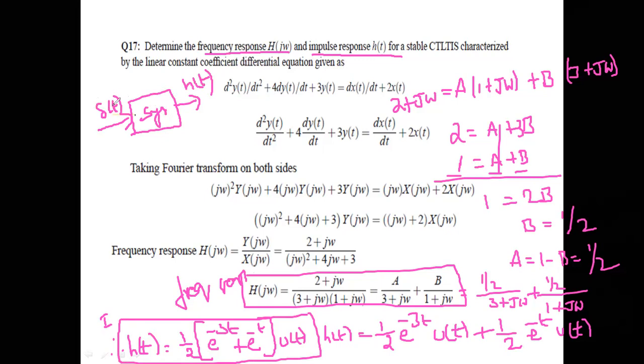For any system, the input is a delta of t, an impulse signal. The response after the system performs the operation on the impulse will be the unit impulse response. This is also the response h of t, the output signal. Understood? Here we combine the Fourier transformation and the inverse Fourier transformation using the time differentiation property, my dear students. If it is a third derivative, it is j omega whole cube, simply j omega whole cube. Understood?